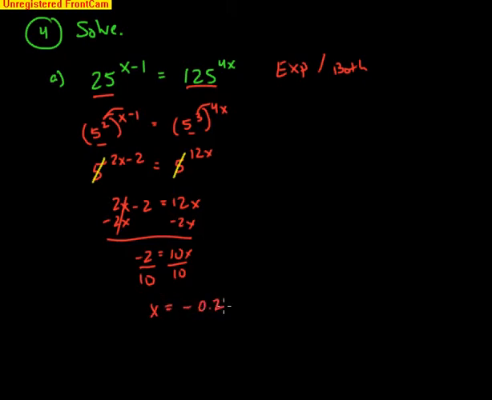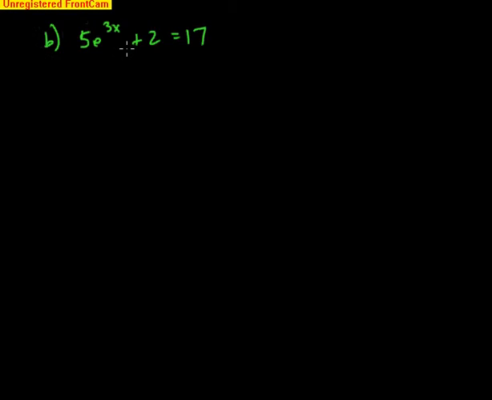And I get x equals negative 0.2, even. And because this was an exponent problem, I am done. No check necessary. So this was an exponent, both sides. Okay, so here's the next one.